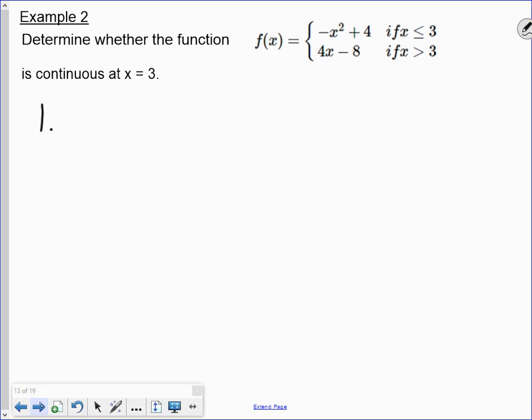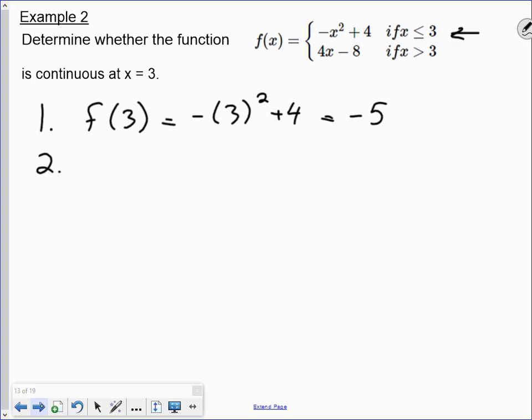So number one, for it to be continuous, the function had to exist at x equals 3. So we want to calculate our value of f at 3. If we're doing f at 3 here, we need to use this part of the function right here because it works for x less than or equal to 3. So we're just going to sub in 3 there. We get negative 9 plus 4, which is negative 5.